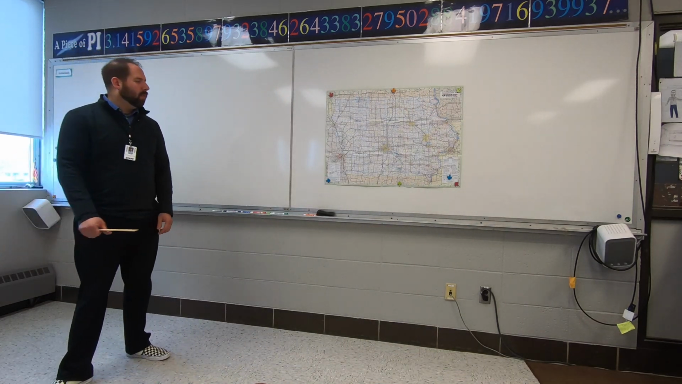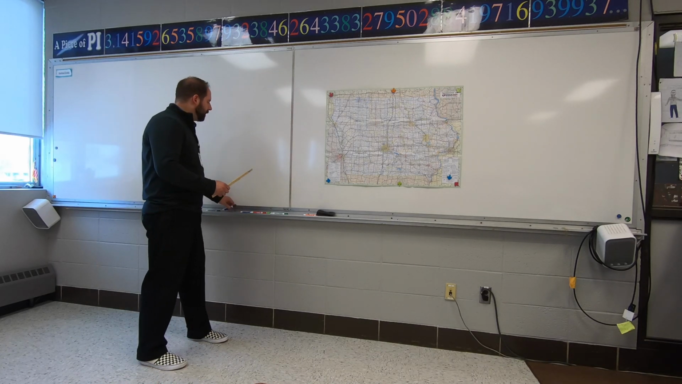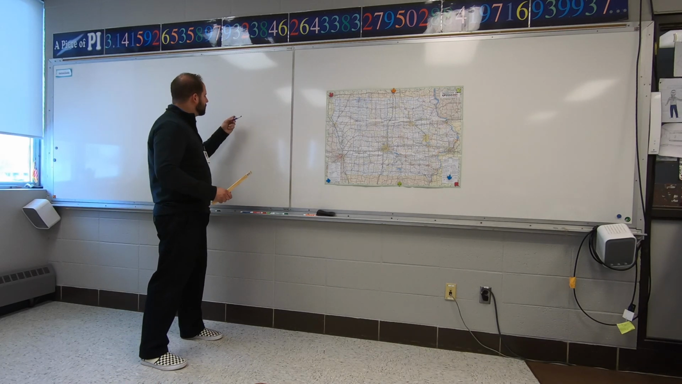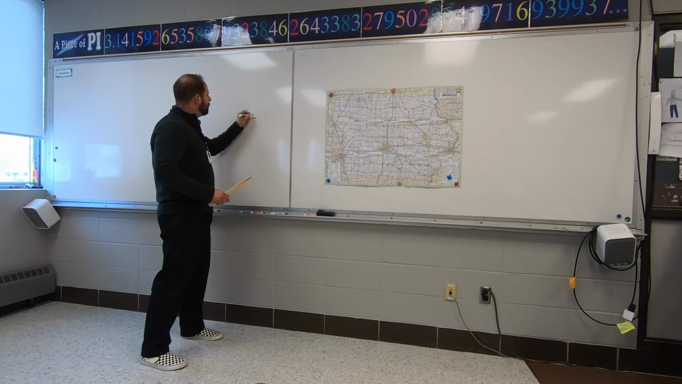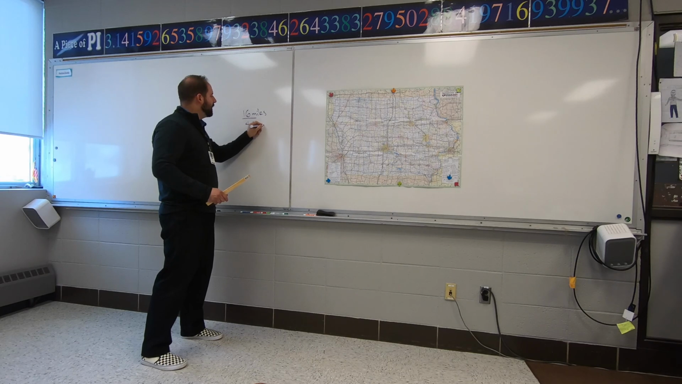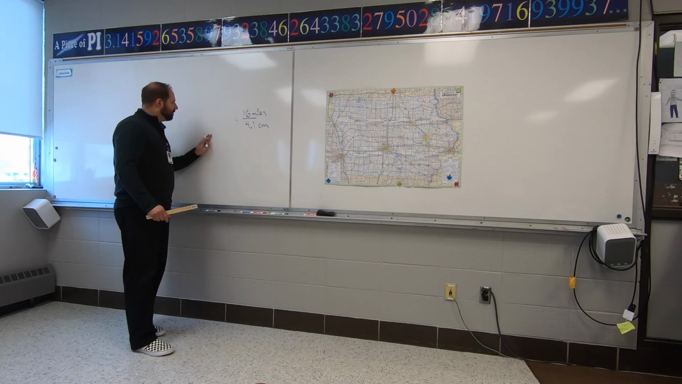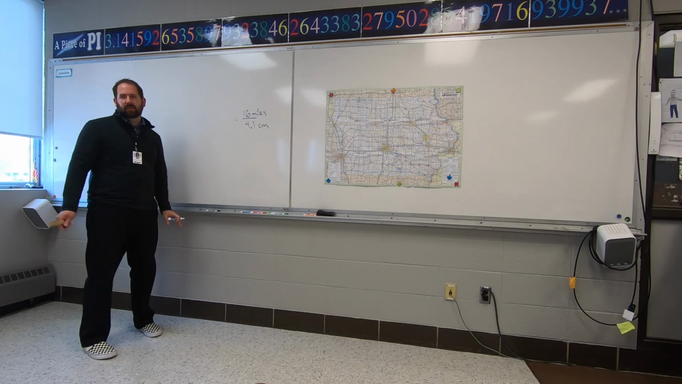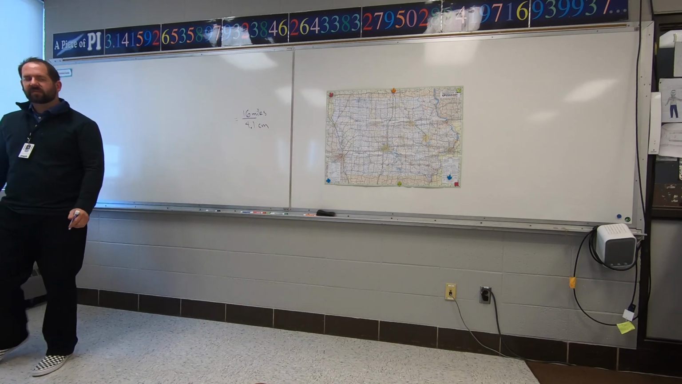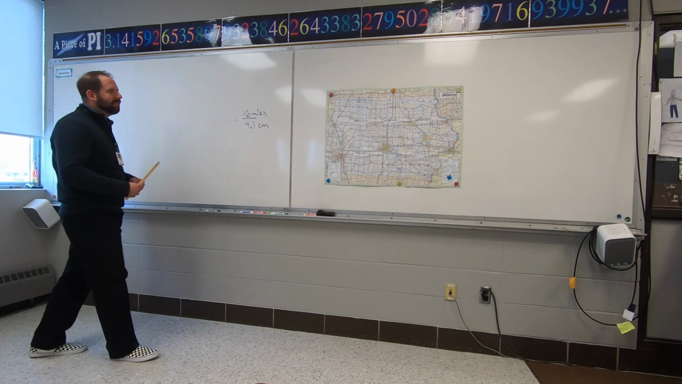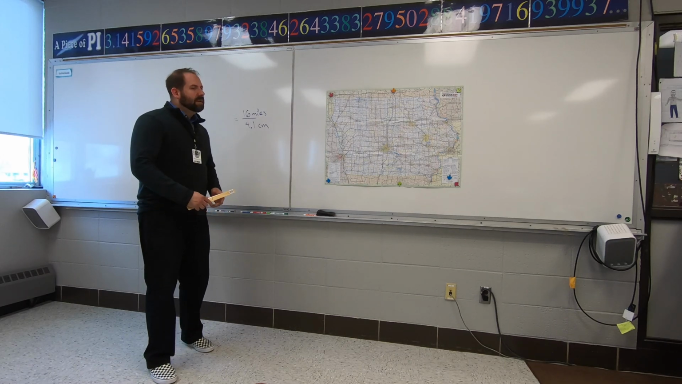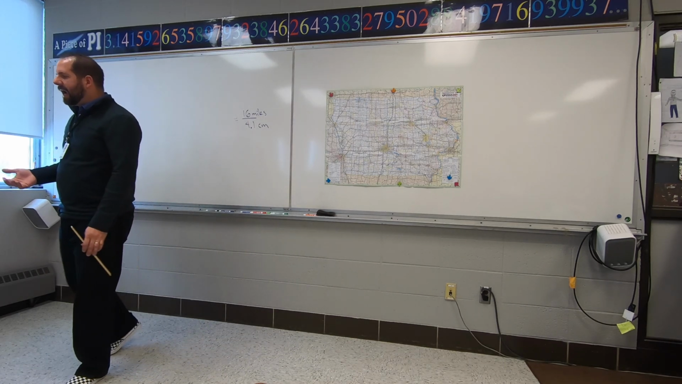Okay, so 4.1 centimeters. Now, how many miles is that? 16 miles. So 16 miles is to 4.1 centimeters. If you wanted to flip that fraction over and say 4.1 over 16, you're totally fine doing that. It'll be the same math. Now that we have this idea, we can find distance between towns.